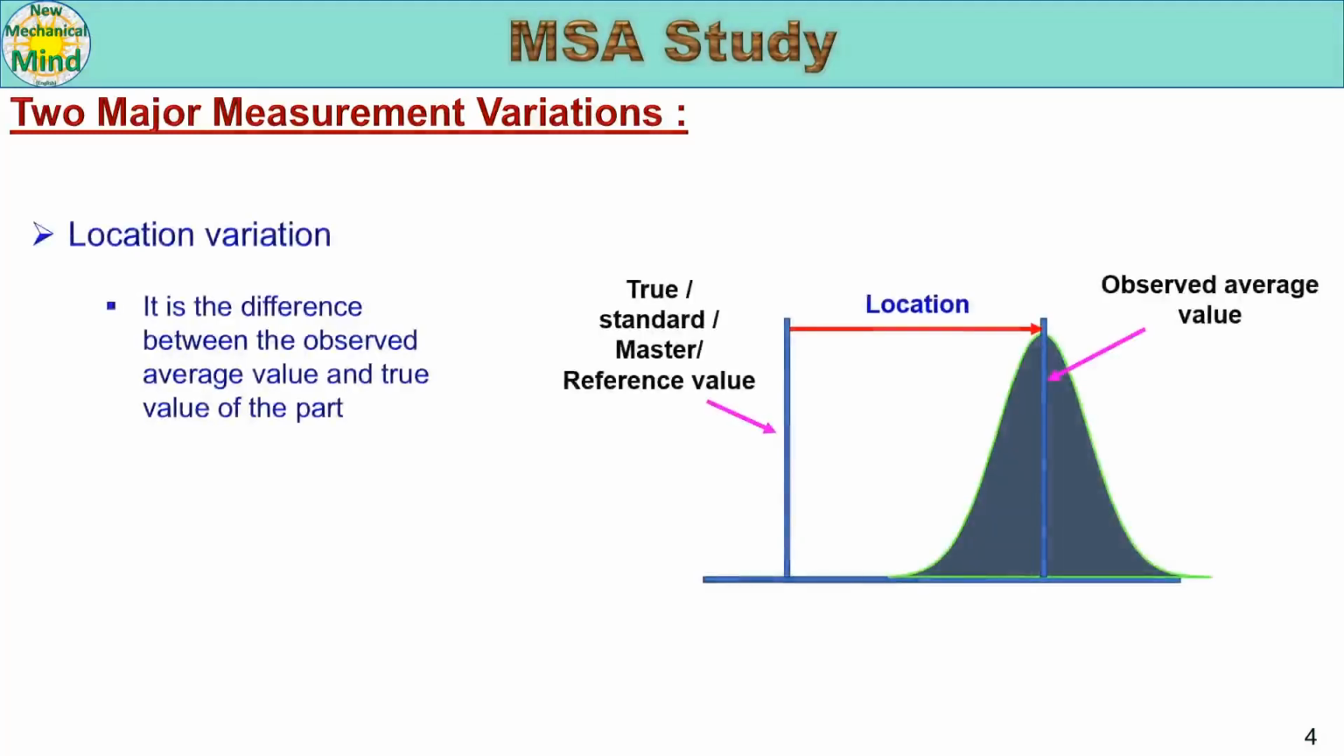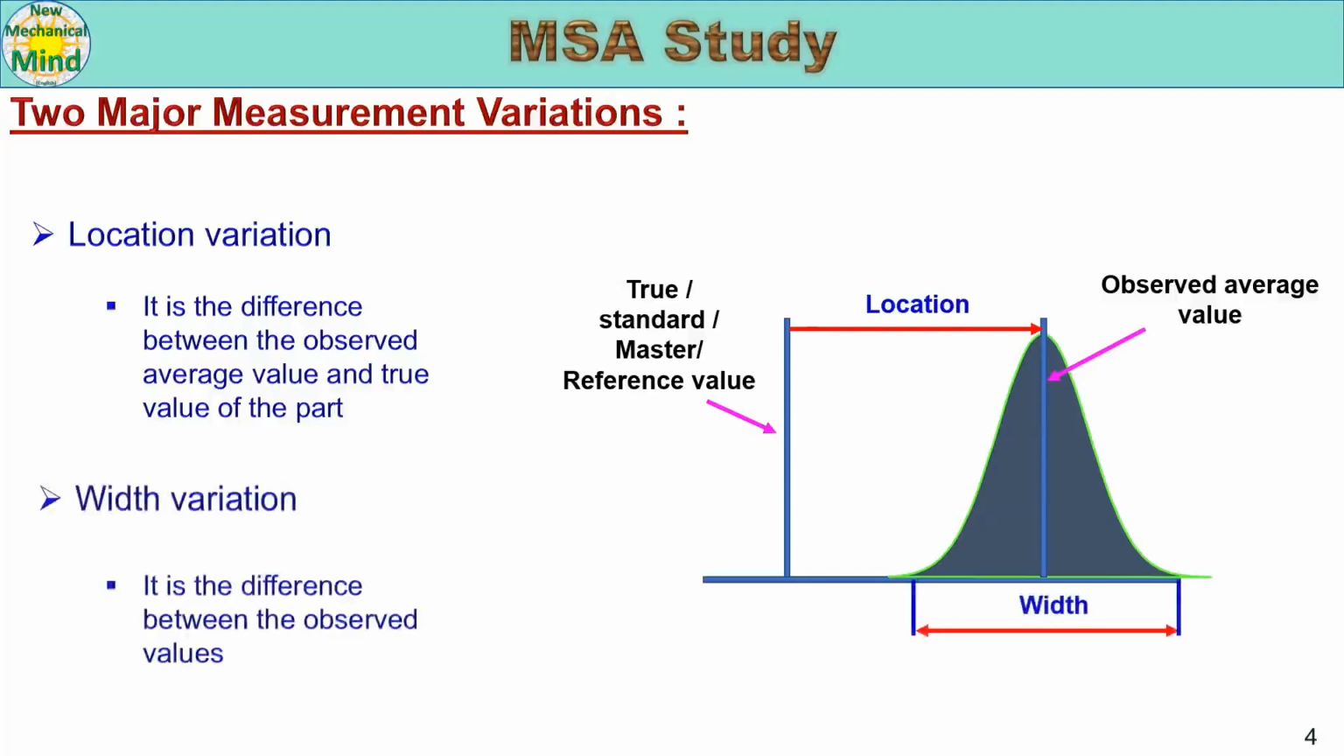After seeing the previous slide, most of you have now identified the two major measurement variations. Okay, let us see the two major measurement variations. First one, location variation. It is the difference between the observed average value and the true value of the part. Second one, width variation. It is the difference between the observed values. Location variation and width variation are the two major measurement variations in any measurement.